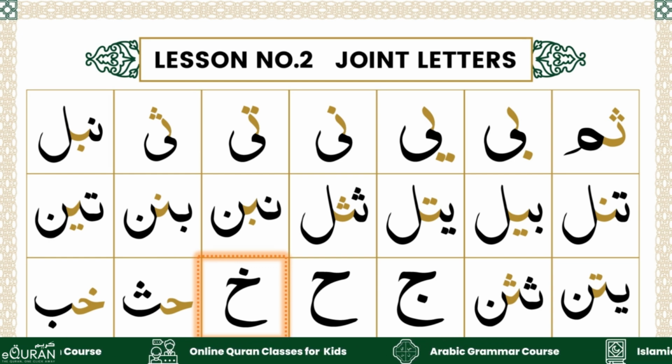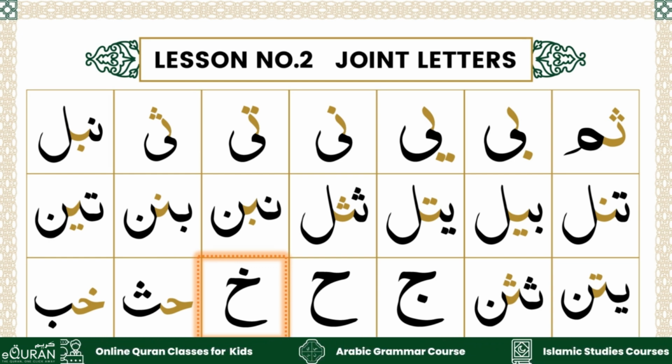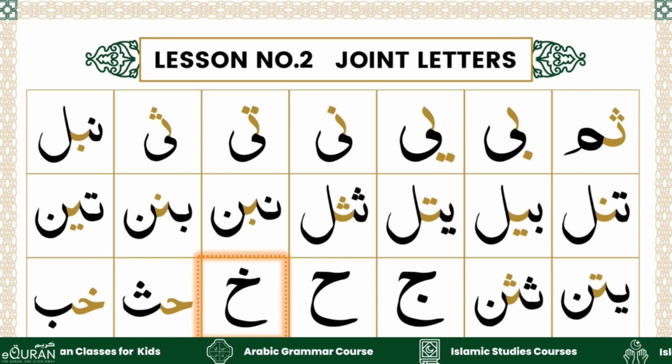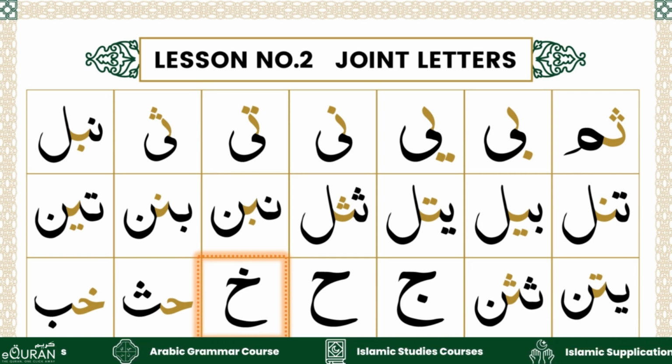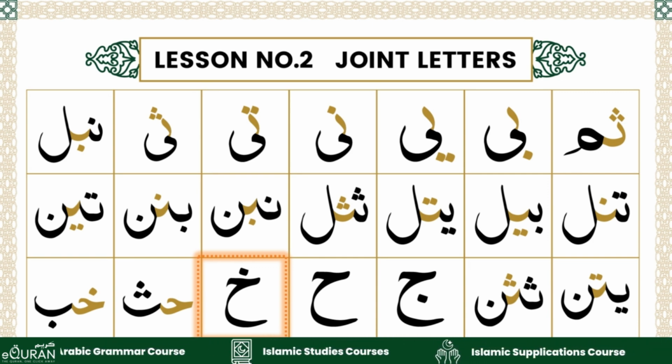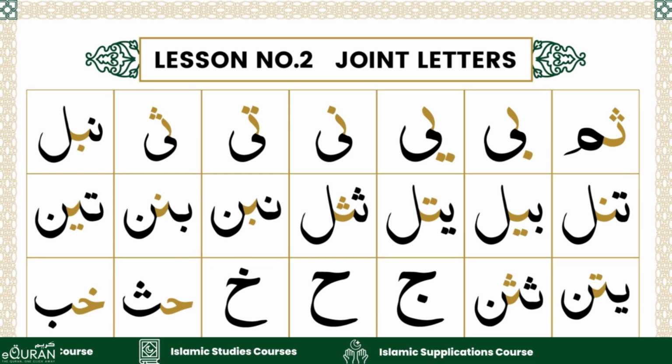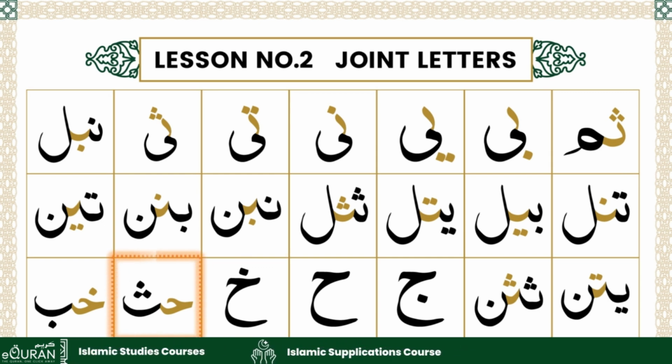letters. The first one is Jim, has one dot in the middle. The second one, without dot, is Ha, and the third one, which has one dot up, is called Kha. After that, this is Ha Sa joint shape.